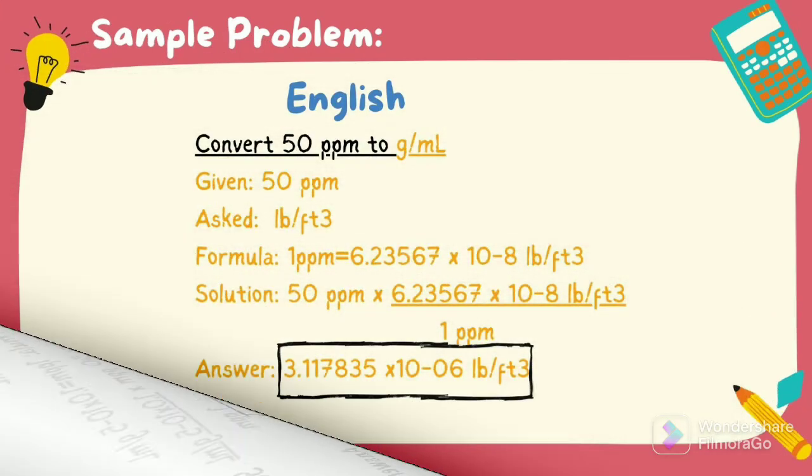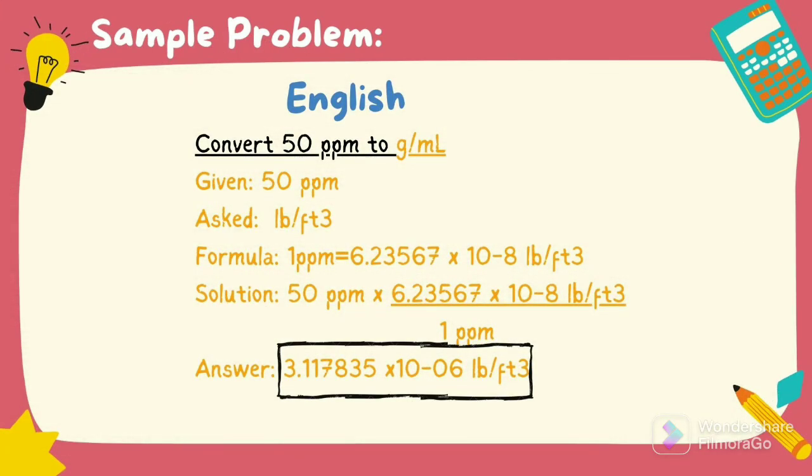Now, we are tasked to convert 50 ppm to pound per cubic foot, which is an English unit. Let us write down our given 50 ppm, or as pound per cubic foot. Our formula: 1 ppm is equal to 6.23567 times 10 raised to negative 8 pound per cubic foot. To solve this, we're just going to replace our given value: 50 ppm times 6.23567 times 10 raised to negative 8 pound per cubic foot divided by 1 ppm. Cancel out the same units, multiply, and now we will get our final answer 3.117835 times 10 to the negative 0.6 pound per cubic foot. So that's our final answer for the English unit.